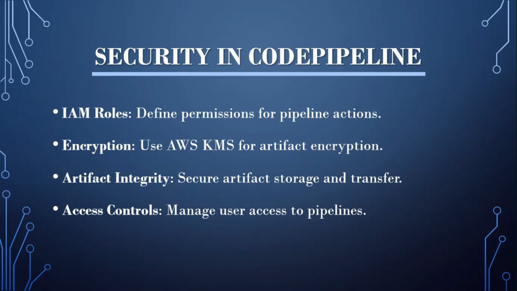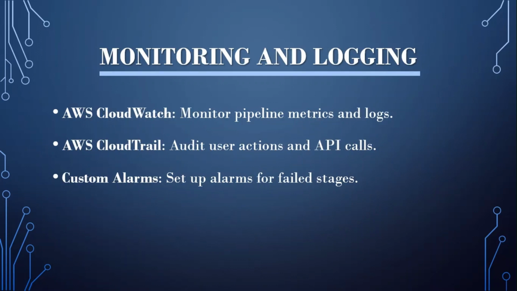Security is a priority in Code Pipeline. IAM roles manage who can access what, while encryption through AWS KMS keeps data secure. Access controls allow you to decide who has permission to interact with the pipeline. Monitoring and logging are also covered. AWS CloudWatch helps monitor performance. AWS CloudTrail tracks user activities, and you can set up custom alarms to get notified if something goes wrong.